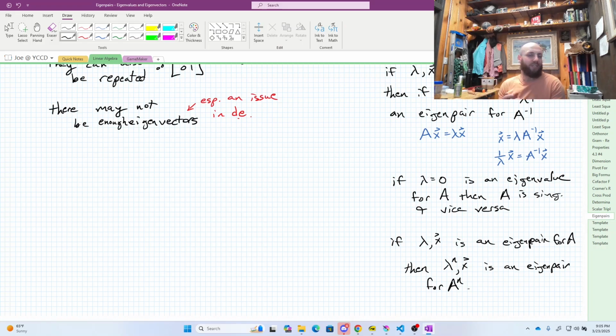We're going to use eigenpairs a lot. So if this concept isn't clicking, hit me up. We need to get this concept to click for you.